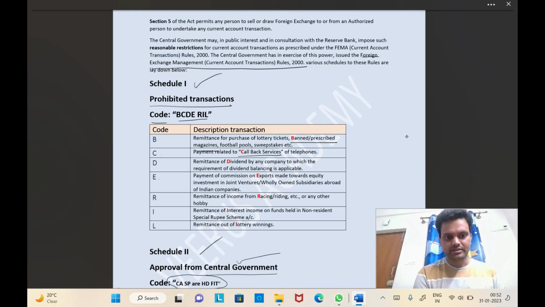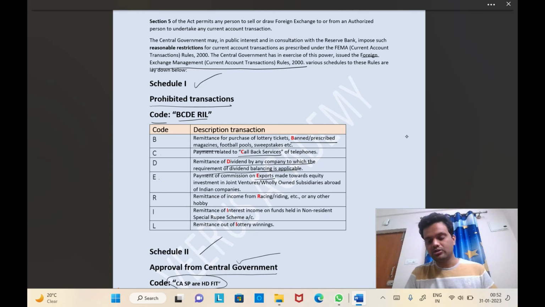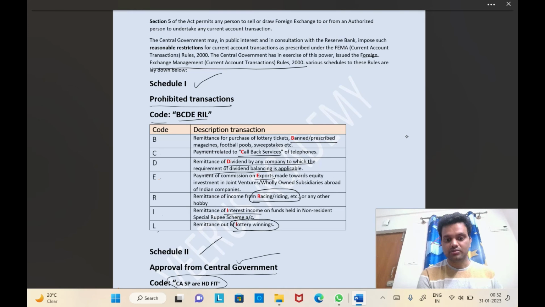Now D denotes remittance of dividend by any company to which the requirement of dividend balancing is applicable. B, C, D. And for E, exports. Export made towards equity investment in joint venture and wholly owned subsidiaries abroad of Indian companies. That's related to E. And R is related to racing and riding related income remittance, that is prohibited. And I stands for interest income, remittance of interest income on funds held in a non-resident special rupee scheme account. And L, last, remittance out of lottery winnings.